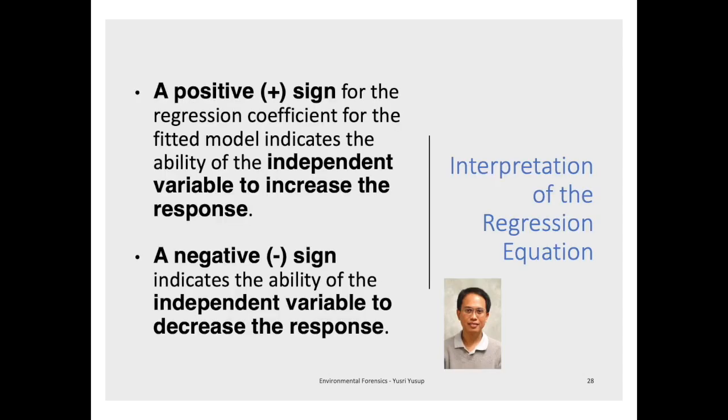This is how we interpret the regression equation. For this slide, it is the b1 or beta 1 value. If the b1 value is positive, this means the fitted model is able to increase the response through the independent variable. Now, if it's a negative sign, then the independent variable decreases the response, or the dependent variable.